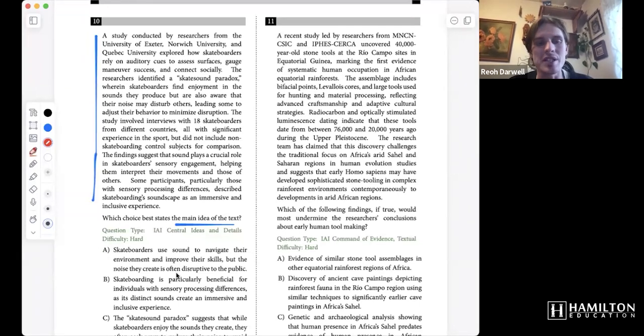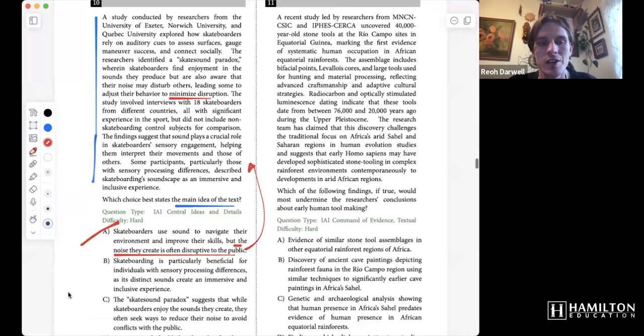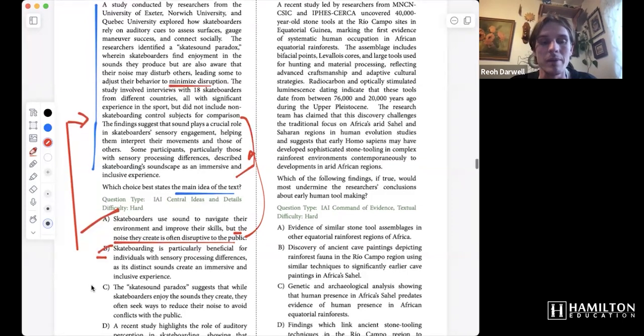So is the main idea that the noise they create is often disruptive to the public? Not really, right? It's mentioned a little bit, but it's definitely not the main idea. B, skateboarding is particularly beneficial for individuals with sensory processing differences. While it does mention that sensory processing differences are included in the study, is that really what the main idea is here? No, the main idea is that sound is a big deal for skateboarders' engagement with their environment.